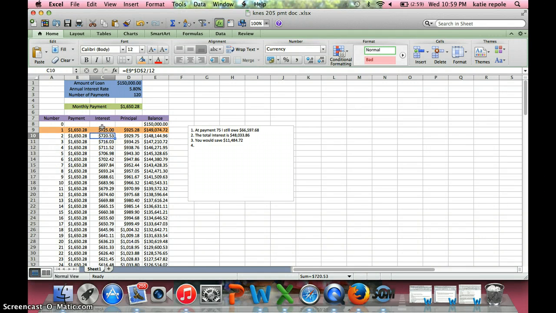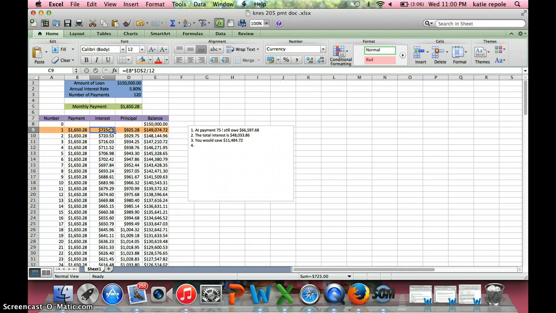So then I'm going to go to the interest, and to get the interest you need to use a formula. To get the interest, you're going to take the balance up here, and multiply it by the interest rate. So I'm going to multiply it by 5.8%, and then divide by 12 because it's 12 months in a year, and that gives us the interest. As you can see up here, here's the formula that gave me this.